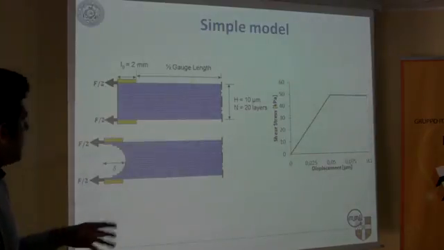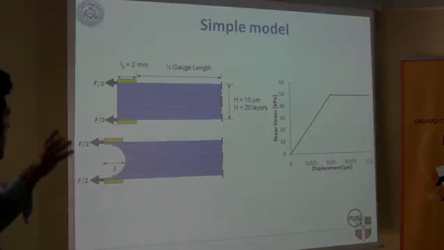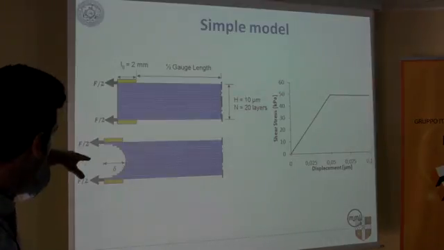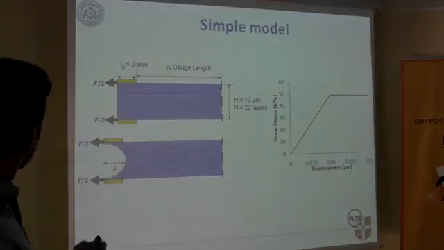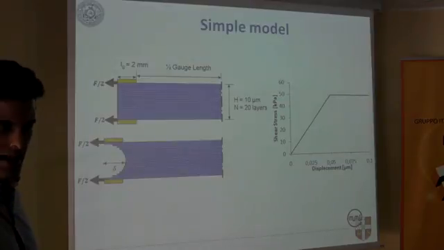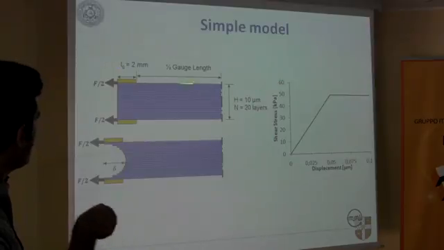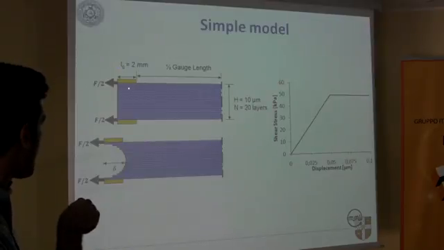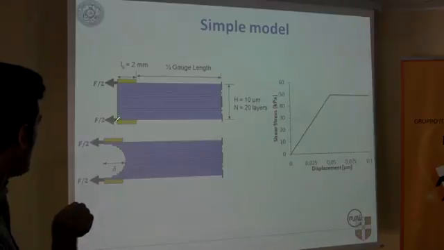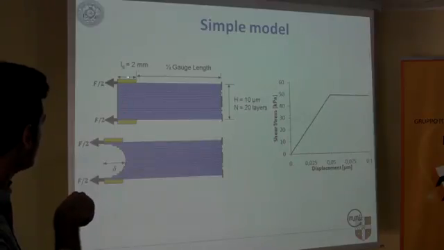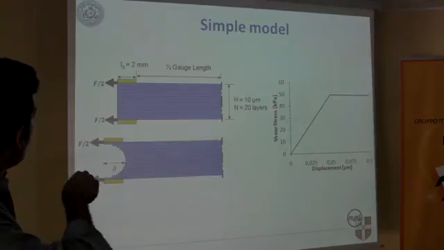Now we will discuss how we model the simple model. Simple model is just a stack of 20 layers, and we will model the tensile test. So these are the clamp of the machine. This is half gauge length. The gauge length is the distance from the clamp. This is the clamp of the machine. We clamp from the diameter, this is the cross section, and we will pull.